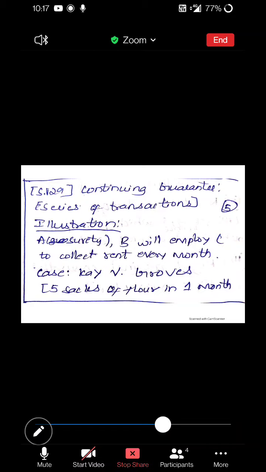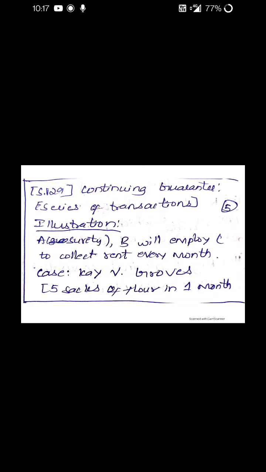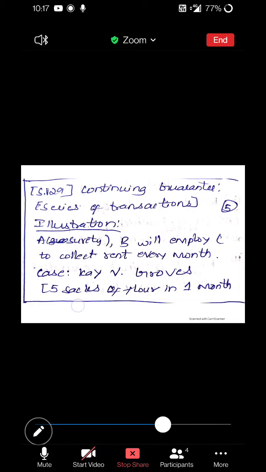Now let's say in the third month C goes, collects rent but does not pay B. Then A will have to pay B on behalf of C, because there is a series of transactions, and the continuing guarantee needs to be given only once, and it will hold good for every transaction.